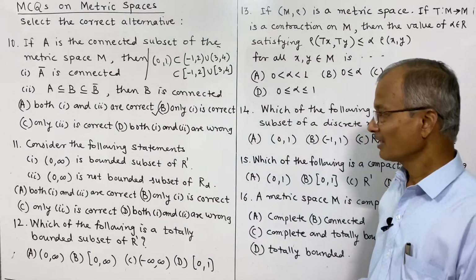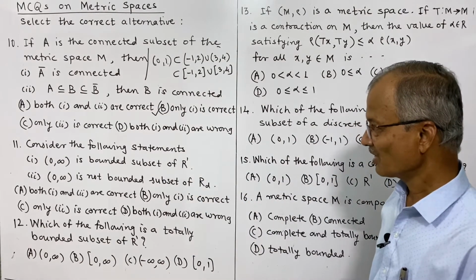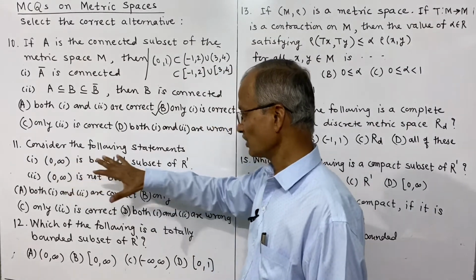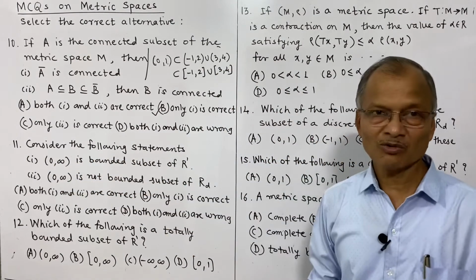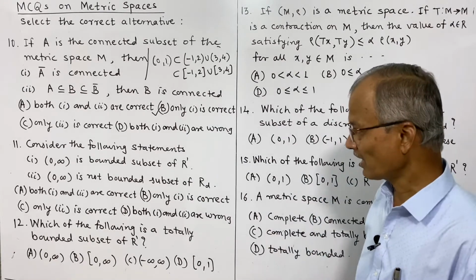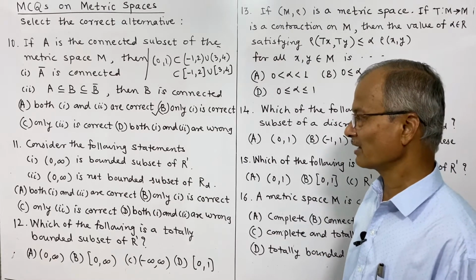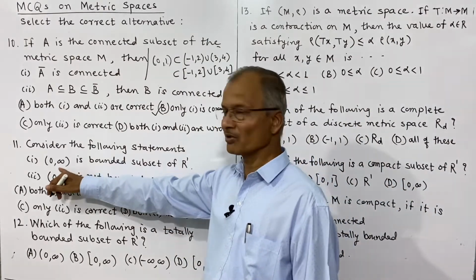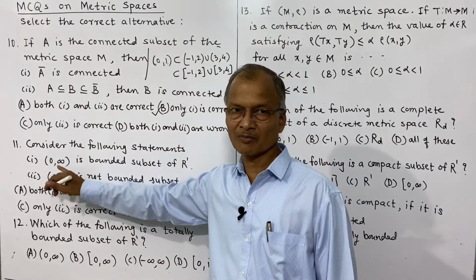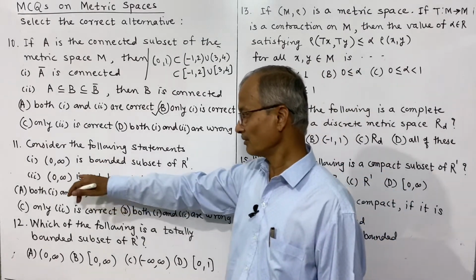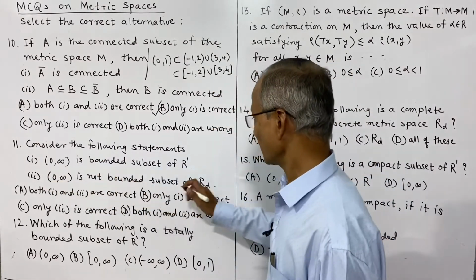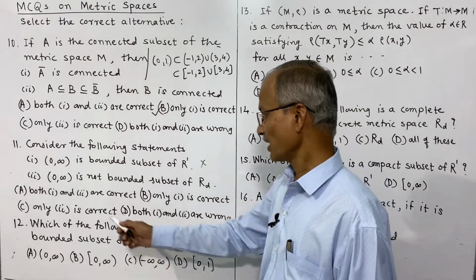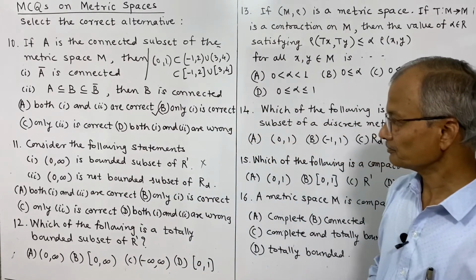Is it right? Obviously this is not true, because a set is said to be bounded if the distance between any two points is a finite number, less than some fixed number m. This set is not bounded. Obviously the distance cannot be less than a fixed number m, so this statement is not correct. And what about the second?